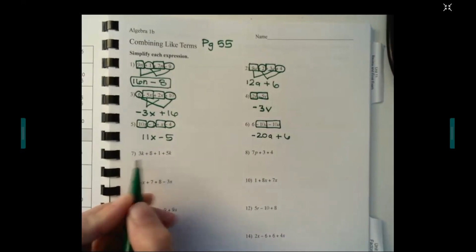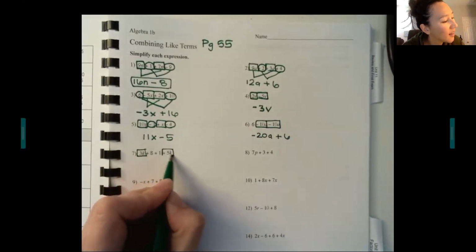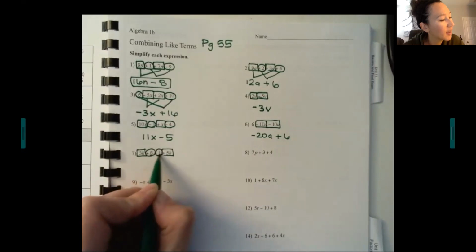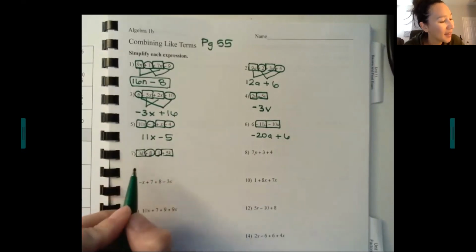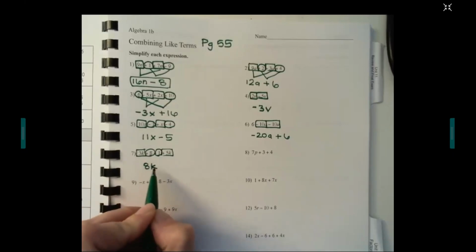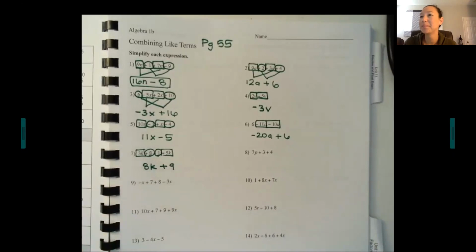Eliab, number 7. I boxed 3K. Very good. And 5K. Good. And then I boxed 8 and then 1. Very good. Okay, and so what do you get when you combine the K's? 8K. Excellent. And then I got 9. Yep. Very good. That's fine. Thank you, Eliab.